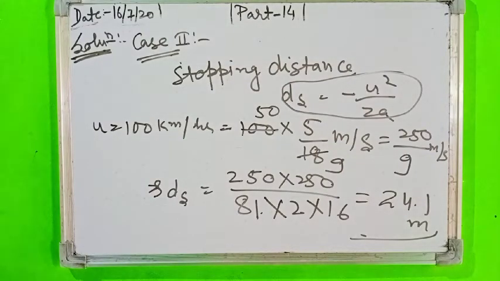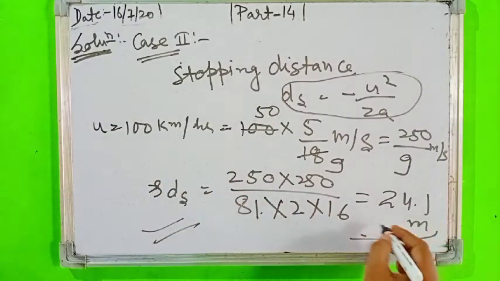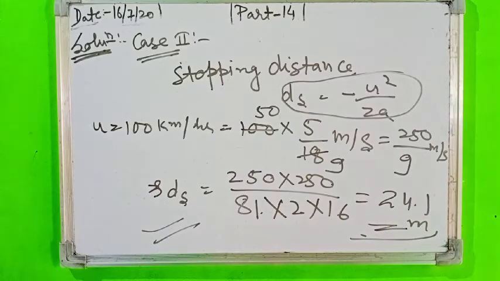and then for 100 kilometer per hour you have calculated it. Look at here, for 50 it was 6 meter, and now for 100 it will be 4 times, 6 times 4 is 24. Clear, students? So this is the numerical based on stopping distance.